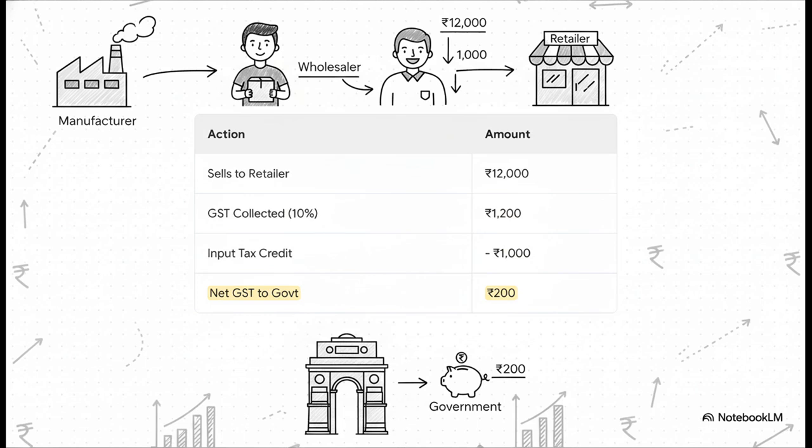The wholesaler buys the product for 10,000 and sells it to a retailer for 12,000. So they've added 2,000 rupees of value. They collect 1,200 in GST from the retailer. But, and this is the brilliant part, they don't pay that whole amount to the government. Nope. They get a credit, that's the ITC, for the 1,000 rupees in tax that the manufacturer already paid. So they only have to pay tax on their value add, which is just 200 rupees.